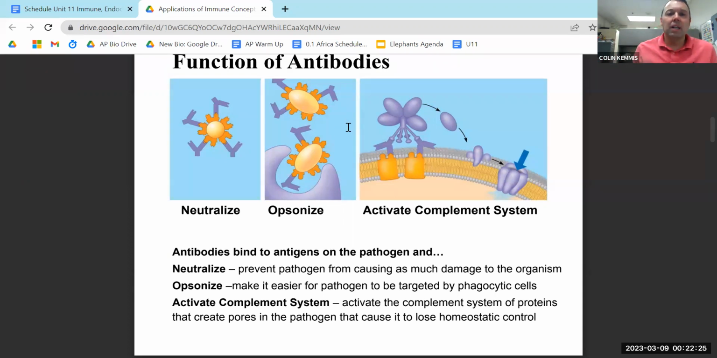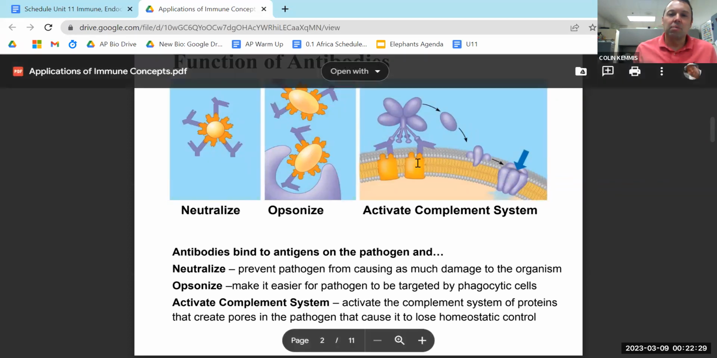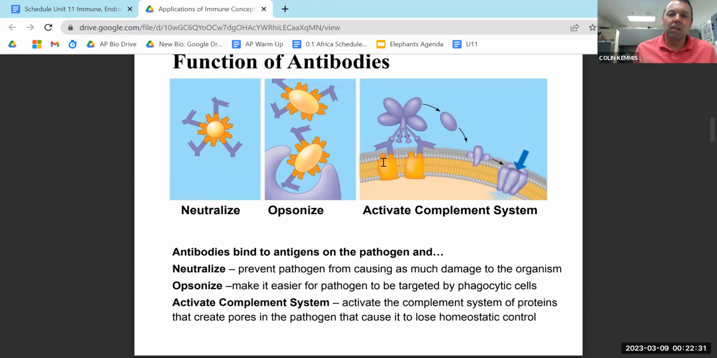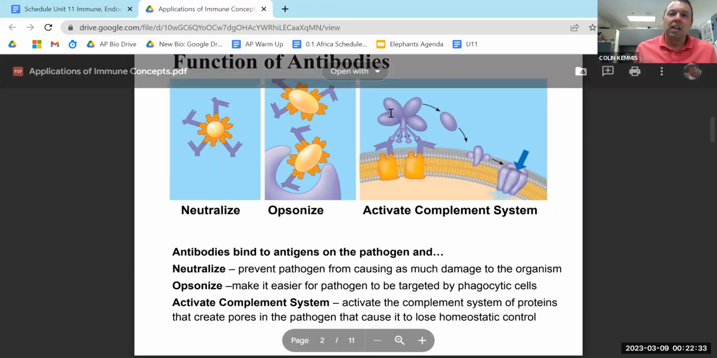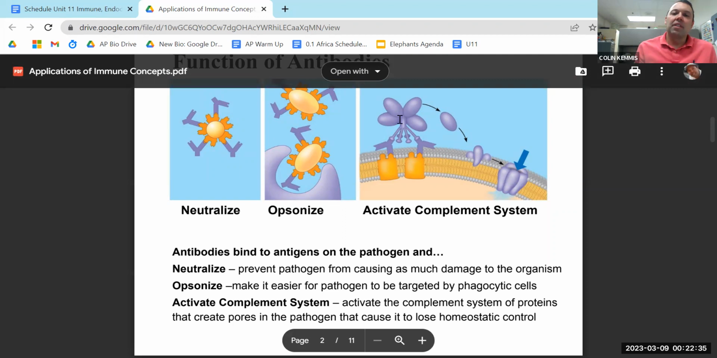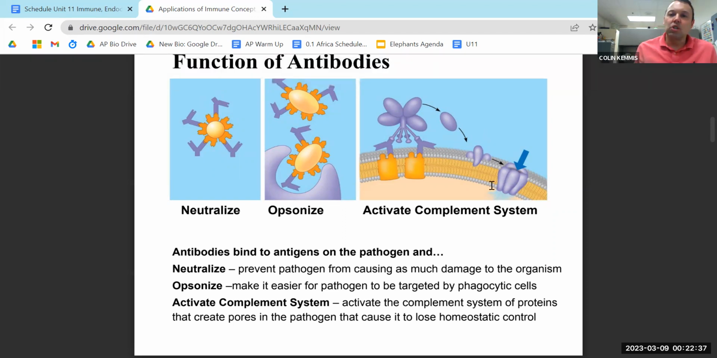The third way that antibodies could work is they will match here to the complement proteins shown here. And then these proteins will be activated and inserted into the infected cell membrane. This is really cool. These proteins will just open up a big pore. And so the inside of the cell contents will leak out, and that infected cell will be destroyed.